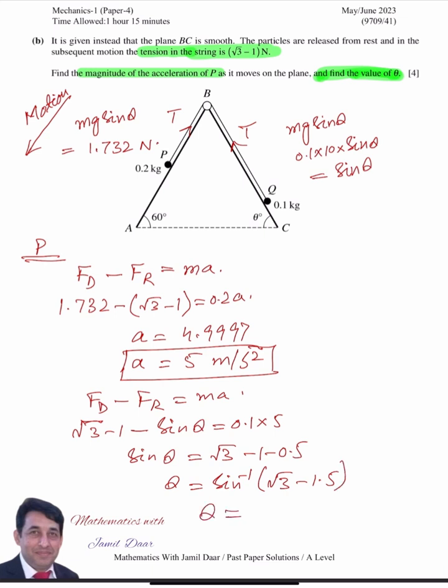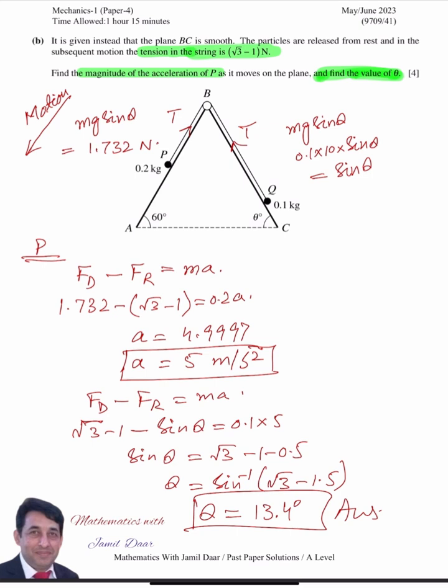So theta is equal to sine inverse of square root of 3 minus 1.5, and let me do the calculation. Square root of 3 minus 1.5, inverse sine. So this is 13.4 degrees. So this is your answer for the angle theta.